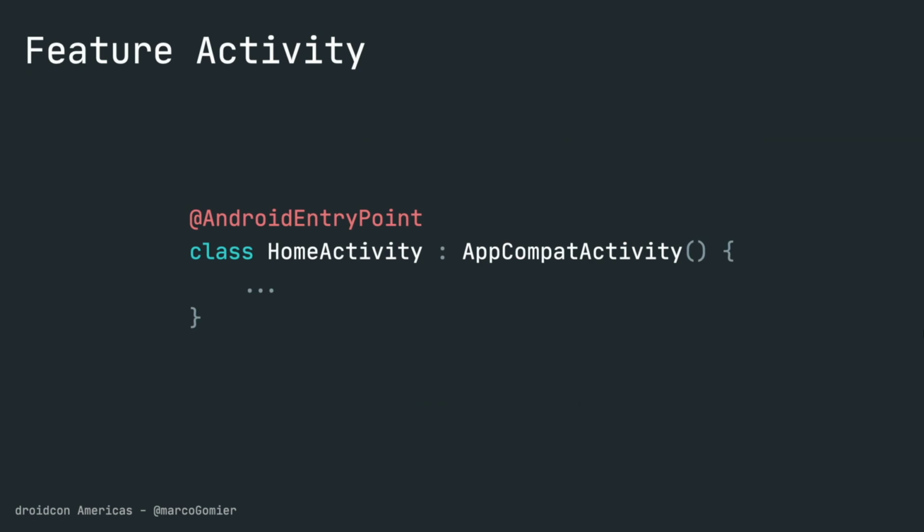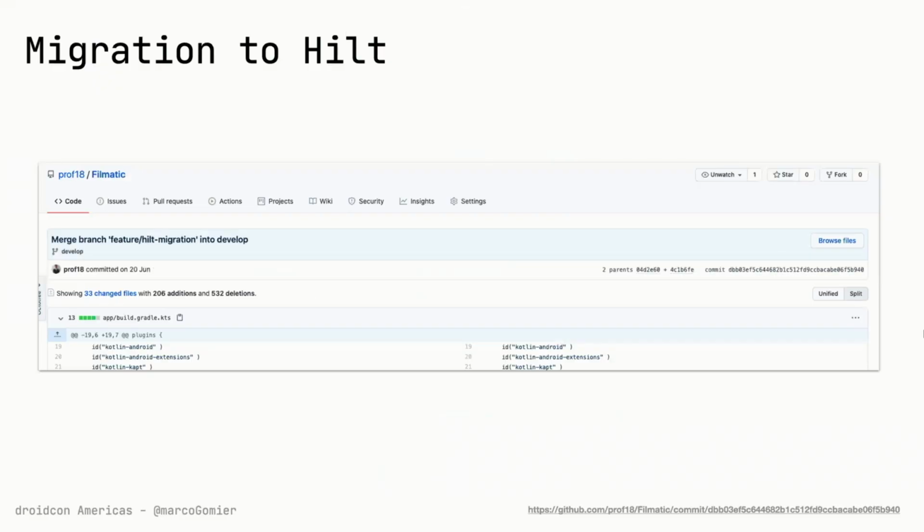I won't show you all the code because it would require more time, but if you are interested, there is this commit that I suggest you look at. Basically, this is a commit that I made to move from the multi-module Dagger architecture that I showed before to the solution with Hilt. And as you can see, there are a lot of deletions, and so less boilerplate to write.